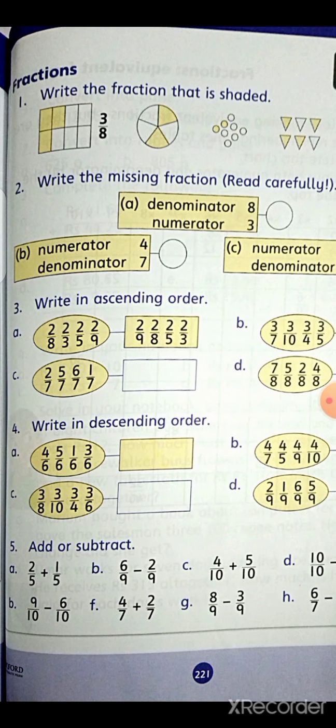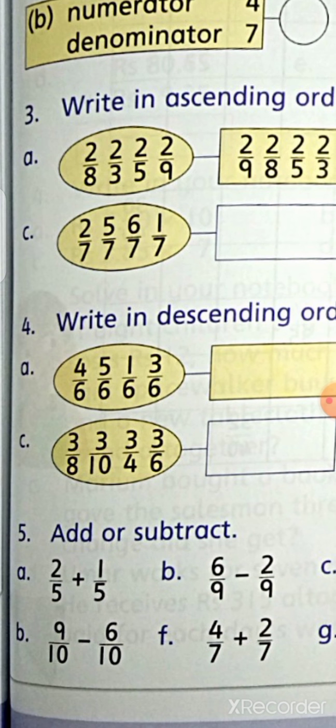Now question number 4, write in descending order. 4 over 6, 5 over 6, 1 over 6, 3 over 6. These are like fractions, denominators are same, and it's very easy to choose the number of parts. Yes, descending order means greatest to smallest. First one is 5 over 6, very good. Then 4 over 6, 3 over 6, and 1 over 6 is smallest. This is in descending order.